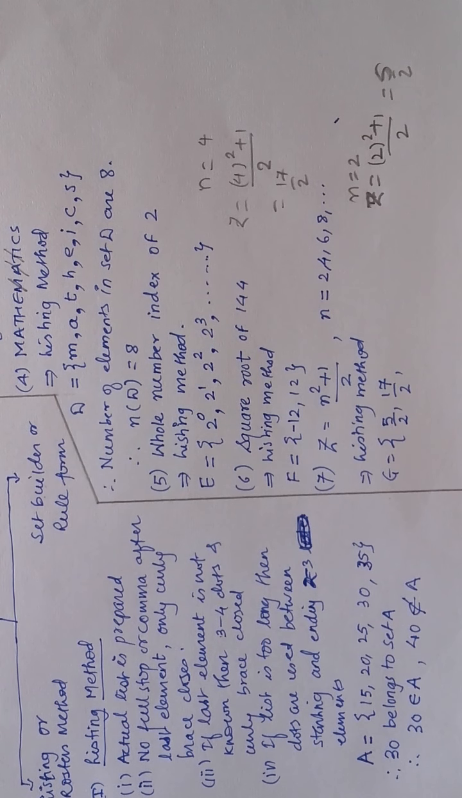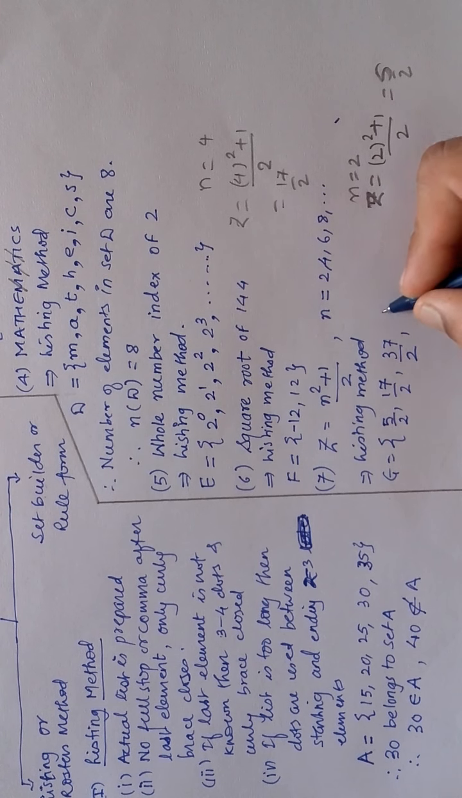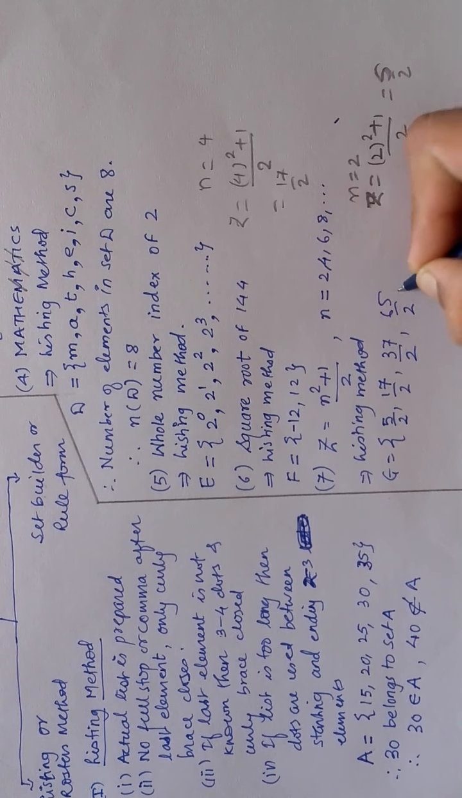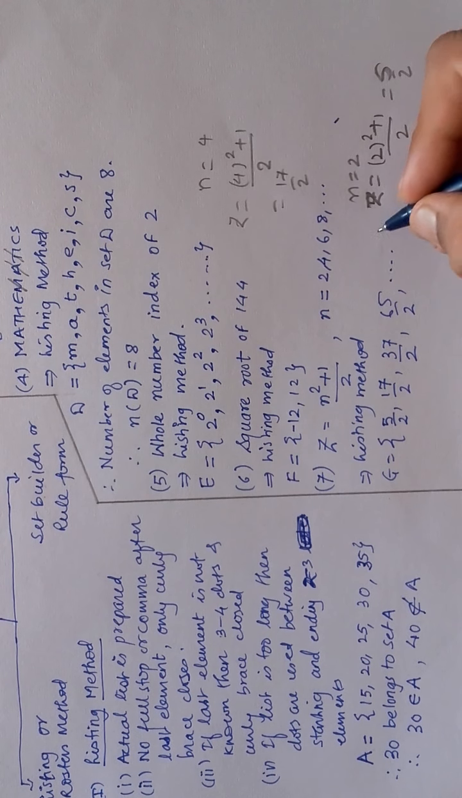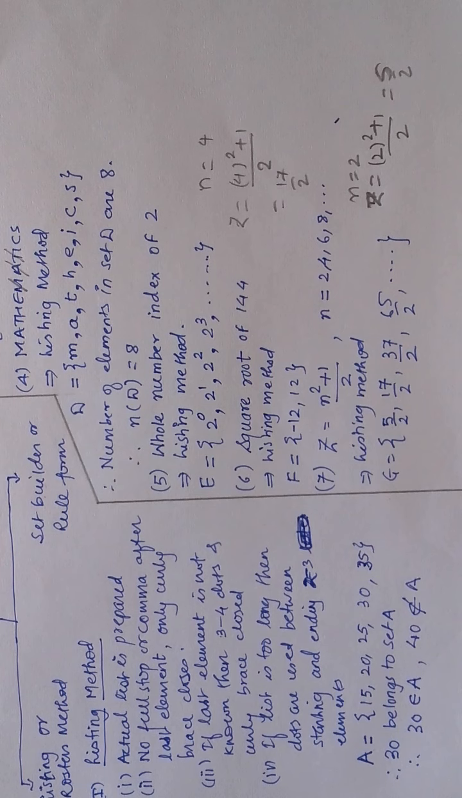Then and so on, we will find another also. The next one will obviously be your 6 square, 36. 36 plus 1, 37. So it will be 37 by 2. Right? And then is 8. So 8 square, 64 plus 1, that is 65 by 2. And so on. It will go on and go on. So we close the curly bracket after dots. Okay. Wasn't it interesting?